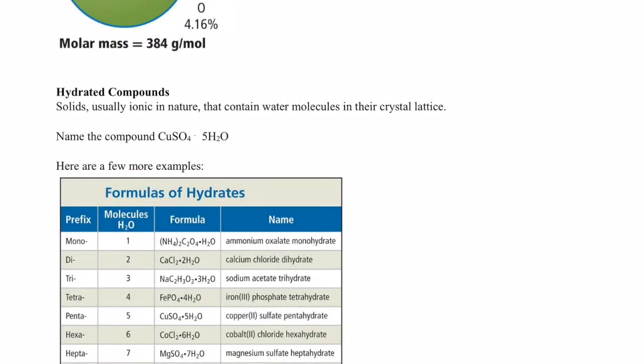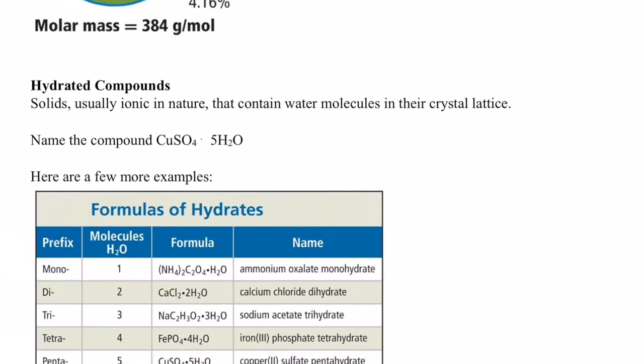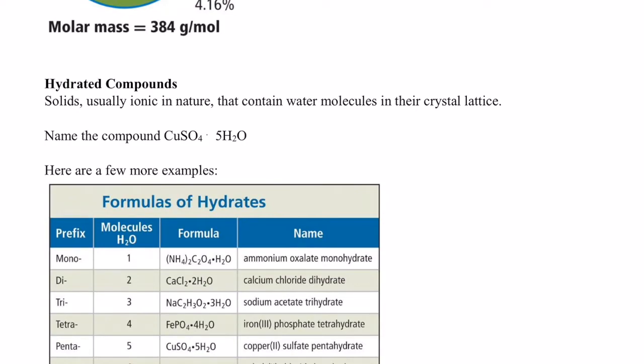And we are going to finish up this chapter on chemical formulas by talking about hydrated compounds. We have a lab coming up in class where we work with hydrated compounds. So, hydrated compounds are solids, usually ionic in nature, that contain water molecules in their crystal lattice. Probably the most commonly used example is this compound here. Let's name it really quickly.